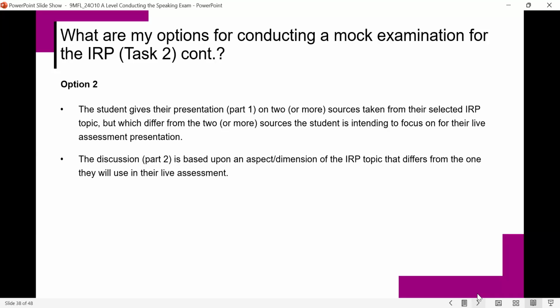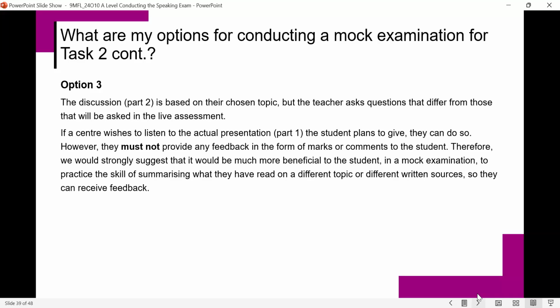So just keep in mind the things I said about on the day of the exam, that student needs to get the same experience that somebody who is a visiting examiner gets. Examiners are very careful to flag anything that looks like malpractice as well. And so it's really important that this is an authentic qualification, and that's about being fair to candidates in schools up and down the country everywhere. And then option 3, the discussion part 2 is based on their chosen topic, but the teacher asks questions that differ from those that will be asked in the live assessment.